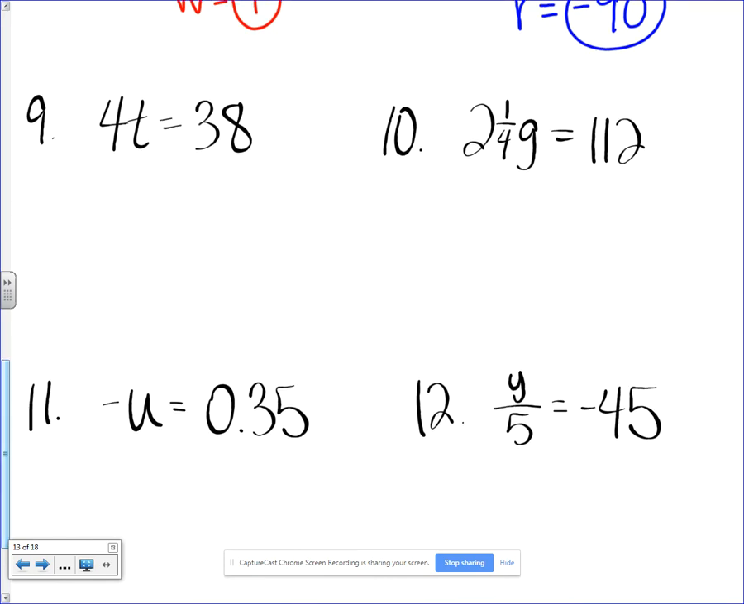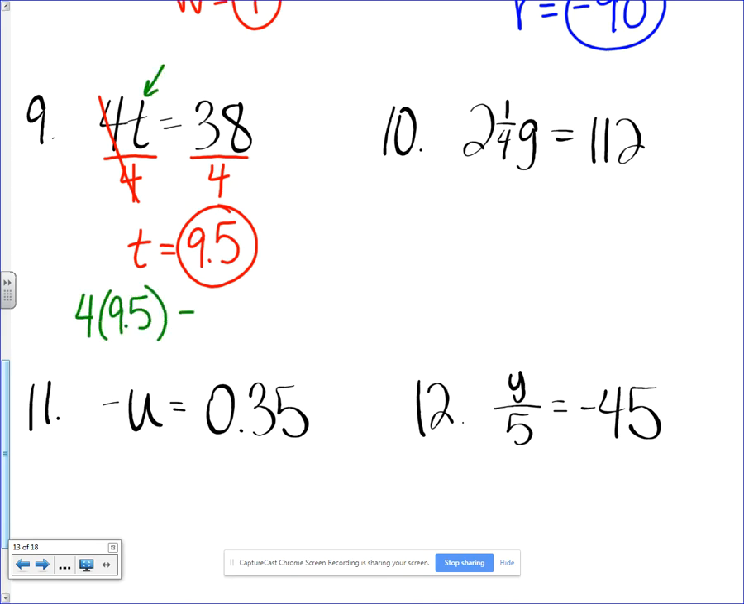Let's move on to some multiplying and dividing problems now. You'll notice this says 4 times t, 4t. Well, the opposite of multiplying is dividing. So, in order to isolate the t, we're going to divide by 4 because that's the opposite of multiplying by 4. When you do that, I get t isolated, and this gives me 9.5. Take that 9.5, plug it in right here. If I do 4 times 9.5, does that actually give me 38? It does, therefore it is the correct answer.